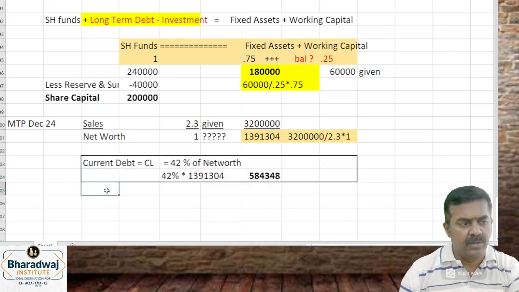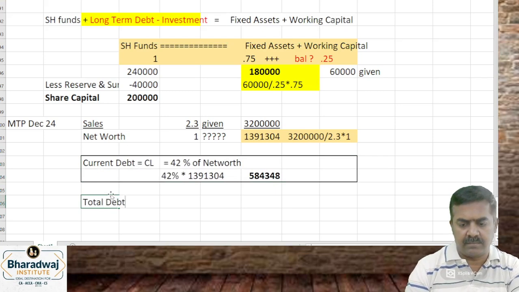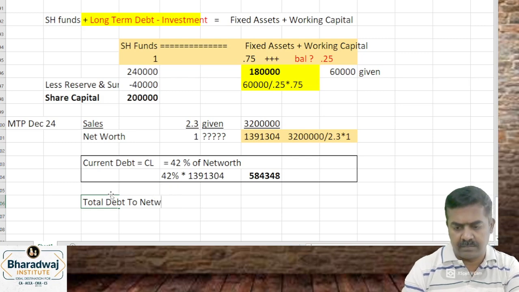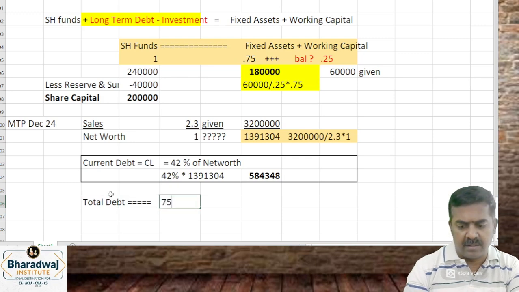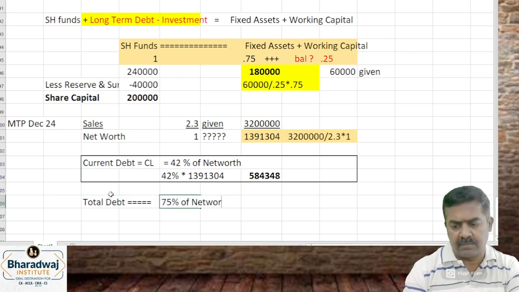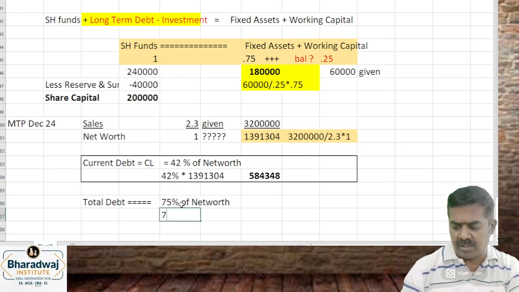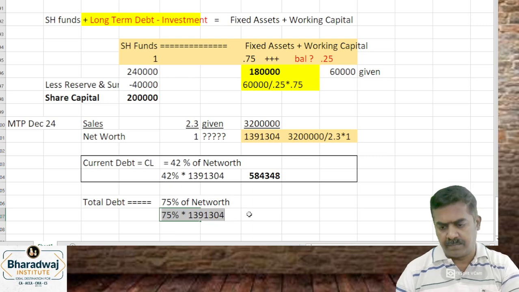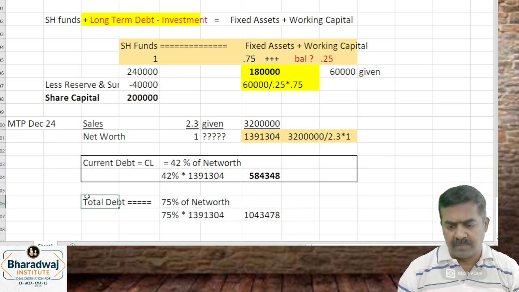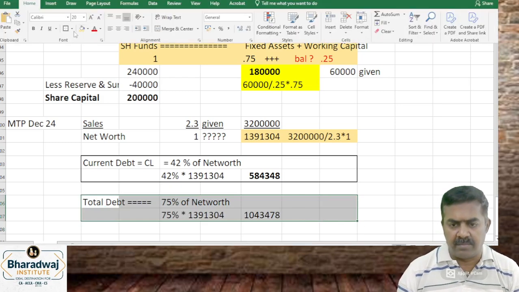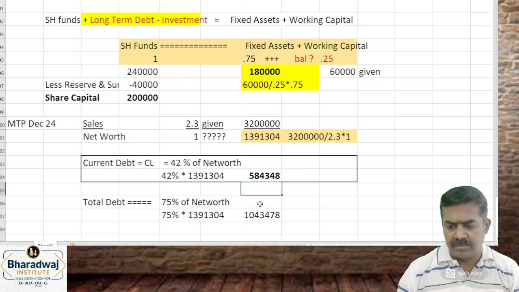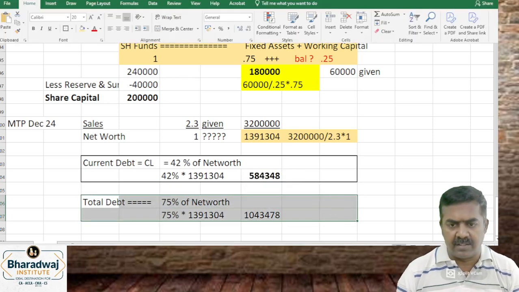What is given next? Total debt to net worth. Total debt, how much percentage is given? 75% of net worth. So 75% of 1391304. The difference will be long term debt. What is the difference between current debt and total debt? Long term debt.